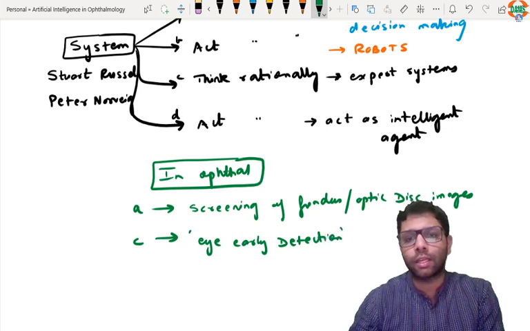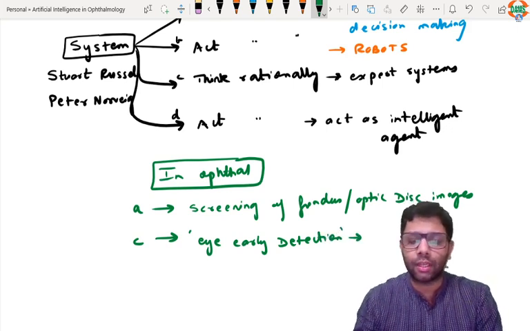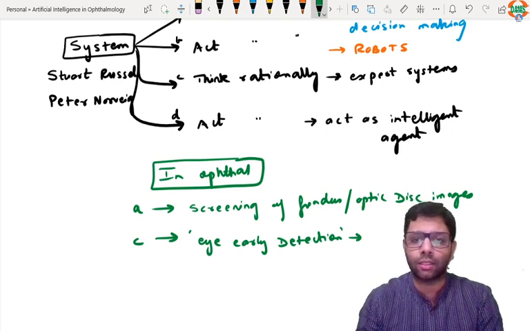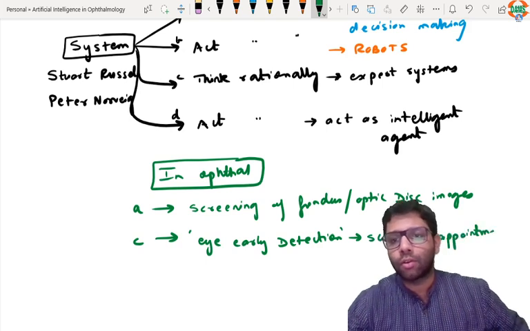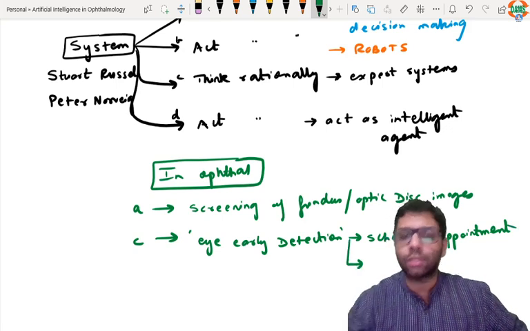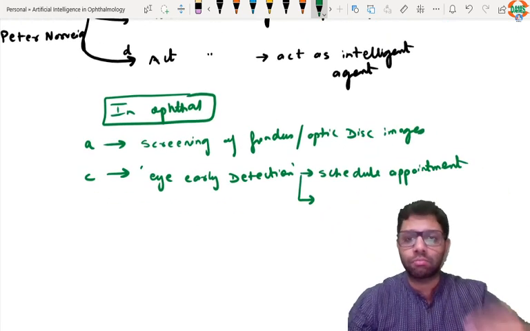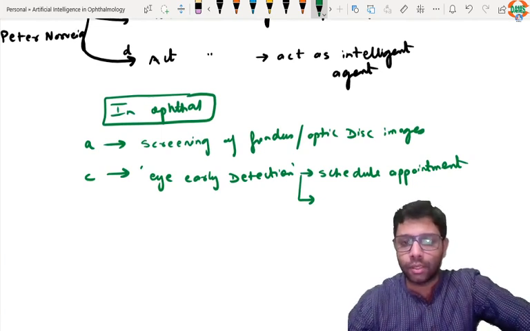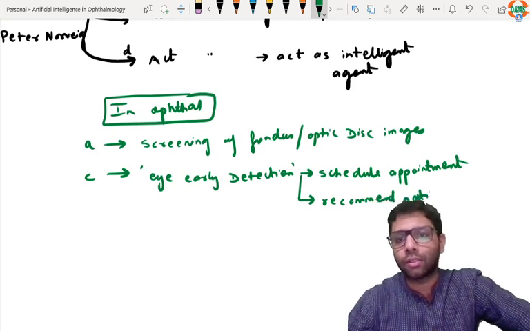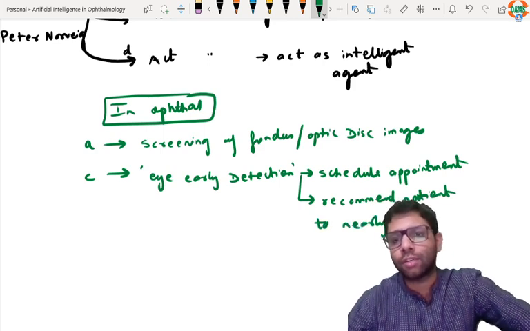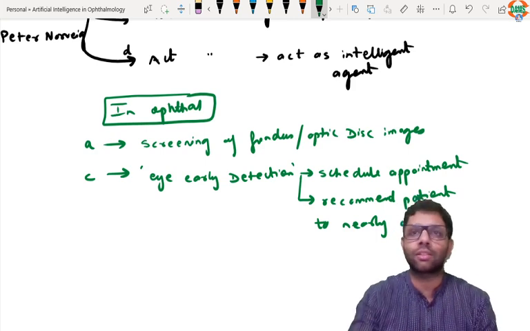Now what is the meaning? For example, the machine can recommend the patient to a nearby center or nearby hospital, or it can schedule the appointment as well. The machine can think rationally and schedule an appointment for the person, or based on the basic symptoms which the person is inputting into the system, the machine can recommend the patient to the nearby eye clinic. But generally in India it is not like that. We can just walk in.